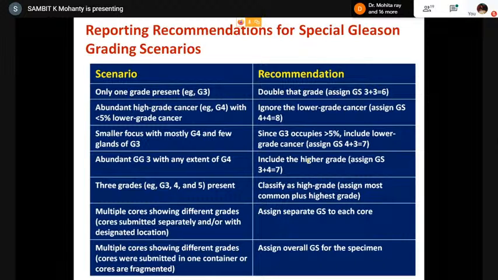Multiple cores showing different grades. Cores submitted separately with designated location, assign different Gleason scores. Do not try to make up. I make a table and write down these are the biopsies, the primary, secondary, the total. And if there's a tertiary, I mention it. So that way they should know the global picture, the entire picture. Multiple cores showing different grades, cores submitted in one container and fragmented, then assign an overall Gleason score.